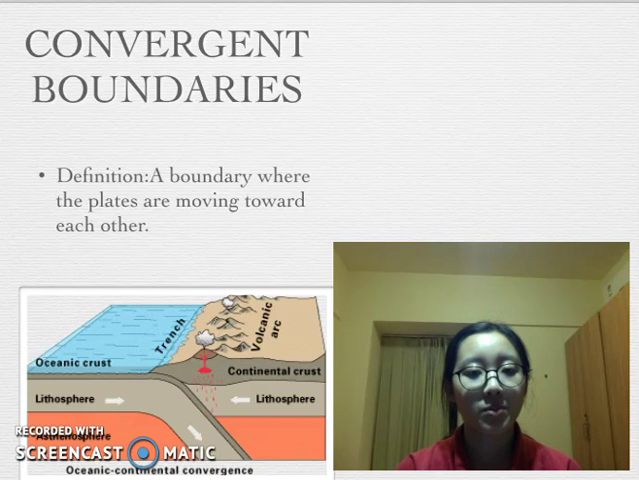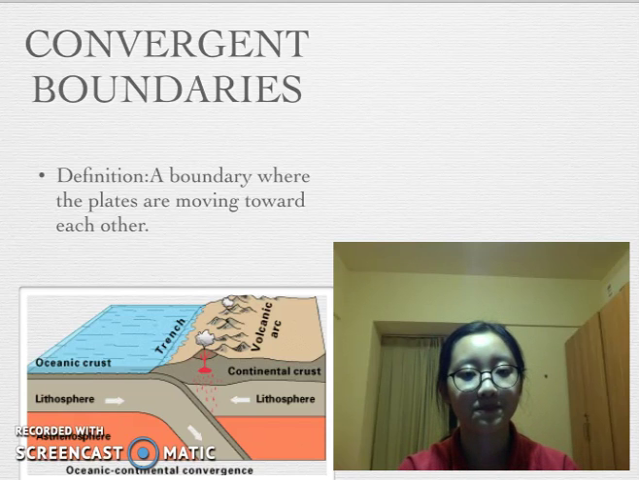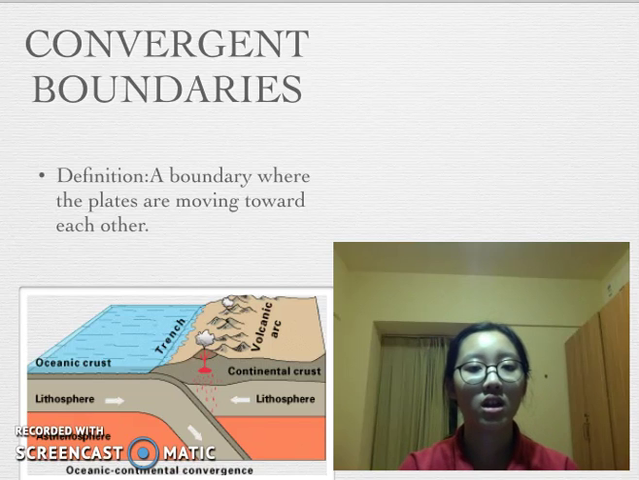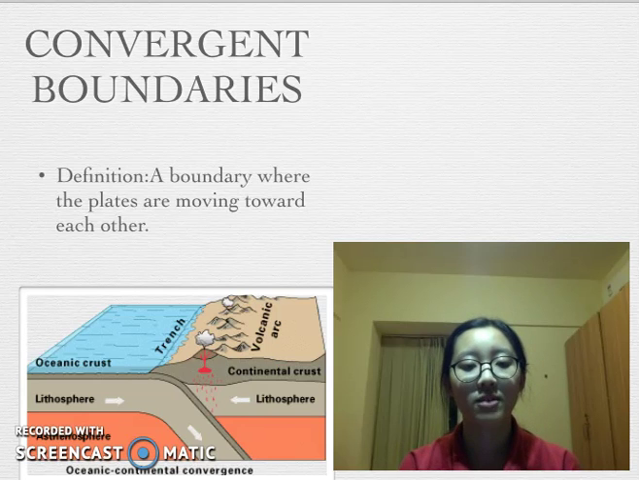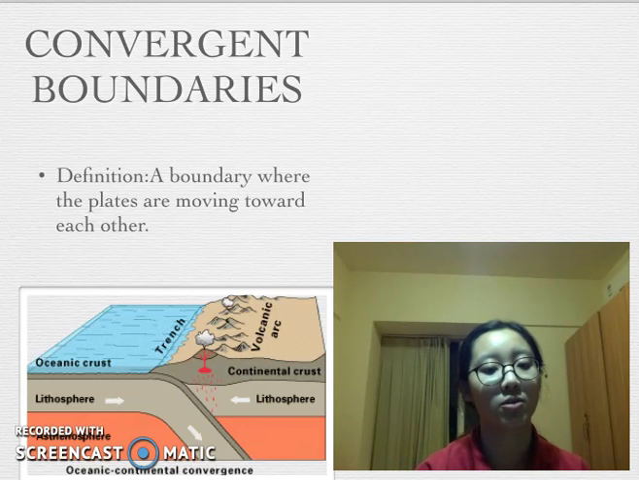Convergent boundary is where two plates are moving toward each other. It can be divided into three situations. First occurs between oceanic plate and oceanic plate. Second occurs between continental plate and continental plate. The third occurs between oceanic plate and continental plate.